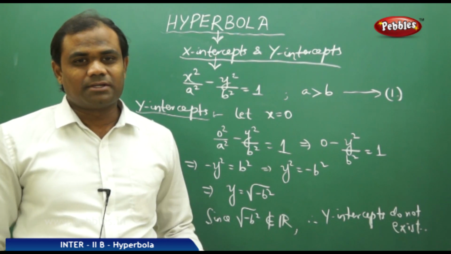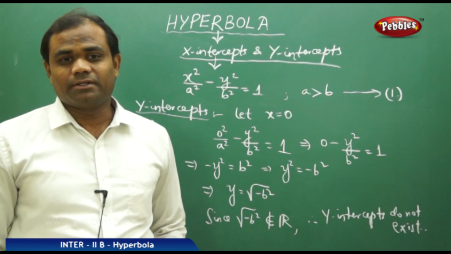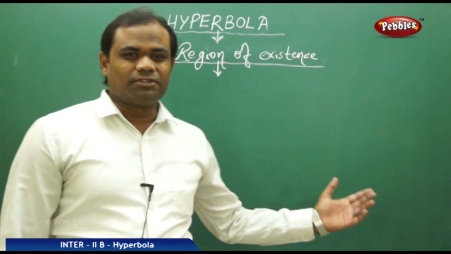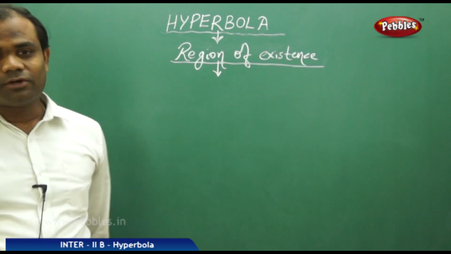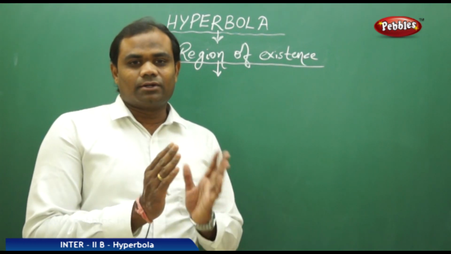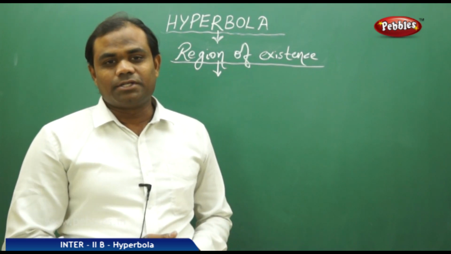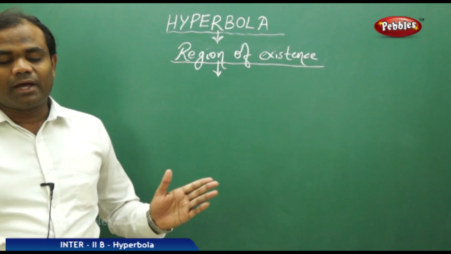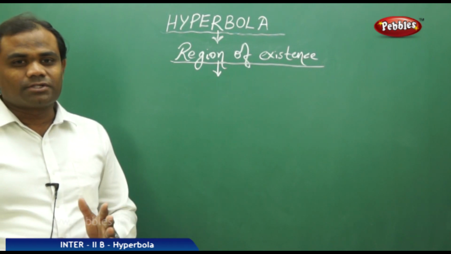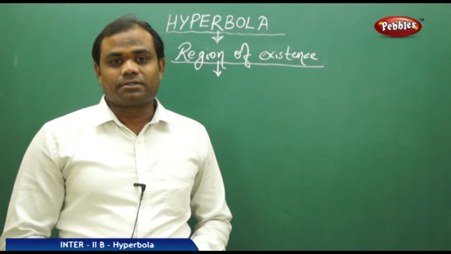The hyperbola has two x-intercepts, a and a dash. The hyperbola does not have any y-intercepts. Now this session is about the region of existence of the hyperbola, because it is identified that there are some regions where the hyperbola does not exist. So let's see what are the regions in the xy coordinate system in which the hyperbola exists and where it does not exist.